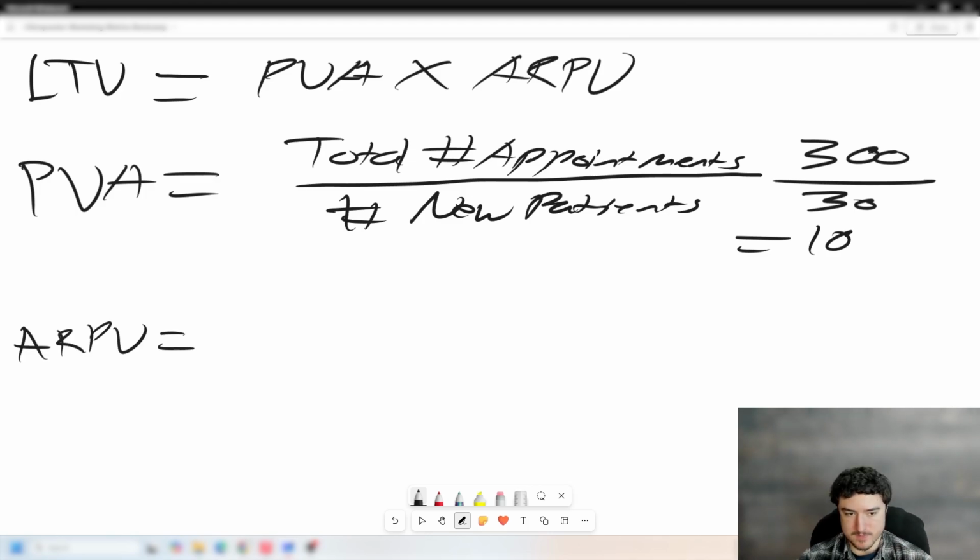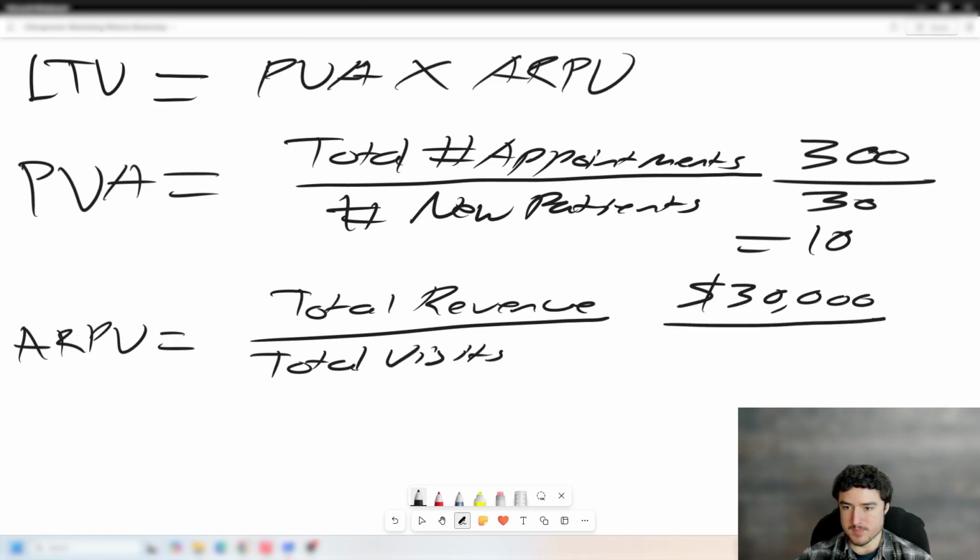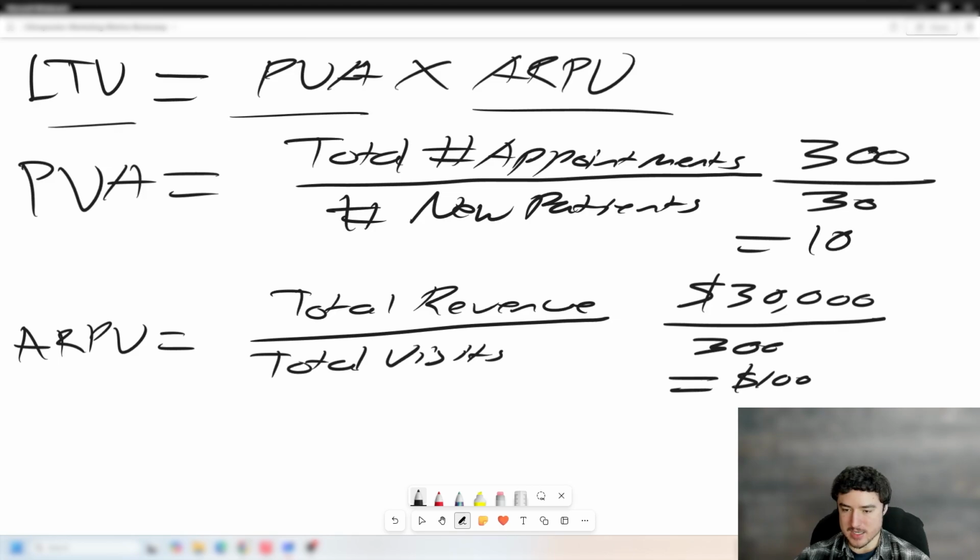For average revenue per visit, we calculate this with total revenue and divide that by total visits. Again, we keep this over the same period. As an example, if we made $30,000 in a month and we again have those 300 appointments, you can see I'm keeping all the math super round here, our average revenue per visit is $100. Now we can calculate LTV: we multiply PVA and average revenue per visit to get an average lifetime value of $1,000 per patient.